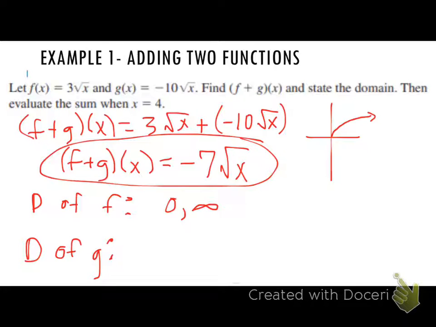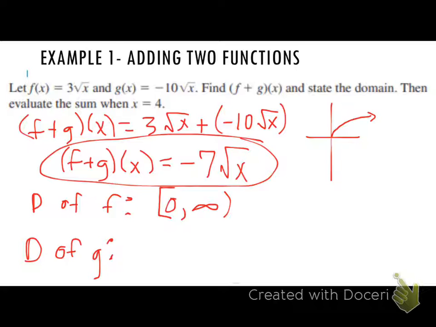Does 0 get a bracket or a parenthesis? Remember, a bracket means it's included in the interval. Parenthesis means it's not included. Is 0 a part of the graph? Is it hitting 0? Yes, so it would be included, so it would be a bracket.